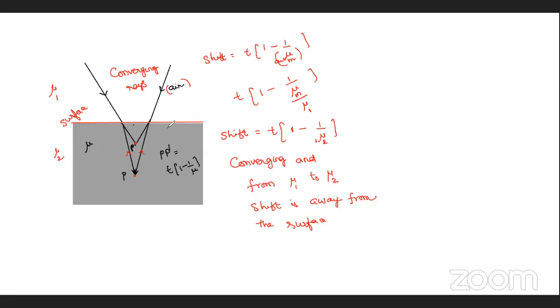Am I right? Yes, sir. Means when the object is in denser medium, that's what I'm concluding. If the object is in denser medium, where the object is in denser medium, then we write what the shift is towards the surface. For converging rays only, sir. There, when the object is taken, diverging.